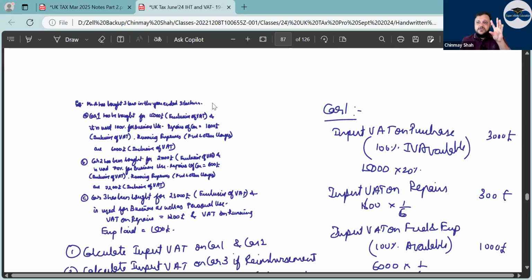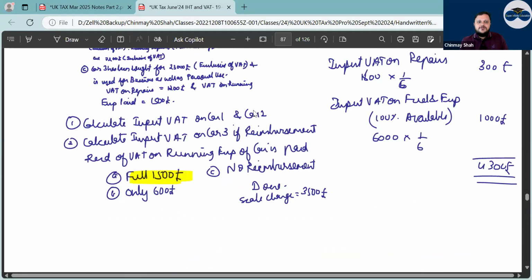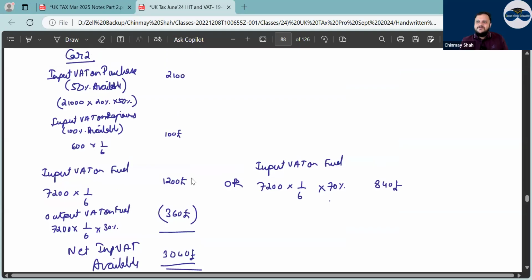Even if 70% used, input VAT on purchase is only 50%. But repairs are fully available, 100%. Whether you have 100% business use or less than 100%, the repair is fully available, correct? Then fuel: you have 70% and 30%, no tension. 7,200 into 1 by 6 into 30% will be the output VAT, right? Have a look. Makes sense? Tell me. 1,200 will be the input VAT, fully taken. Out of that, 30% will be output VAT. Or you could take net 70%, or you could take 100% and deduct output VAT on fuel of private use. Are you okay with this?